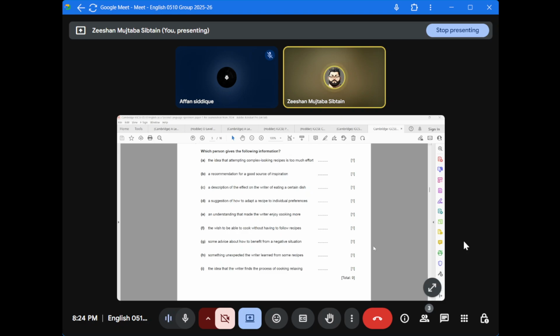So the idea that attempting complex looking recipes is too much effort. Now, keep in mind that this exact phrasing is not what you'll find in the text. You'll find something that gives you the same meaning but is worded differently. Okay, so that's one of the challenges of the paper, right? Finding this kind of information which is being expressed in different words.